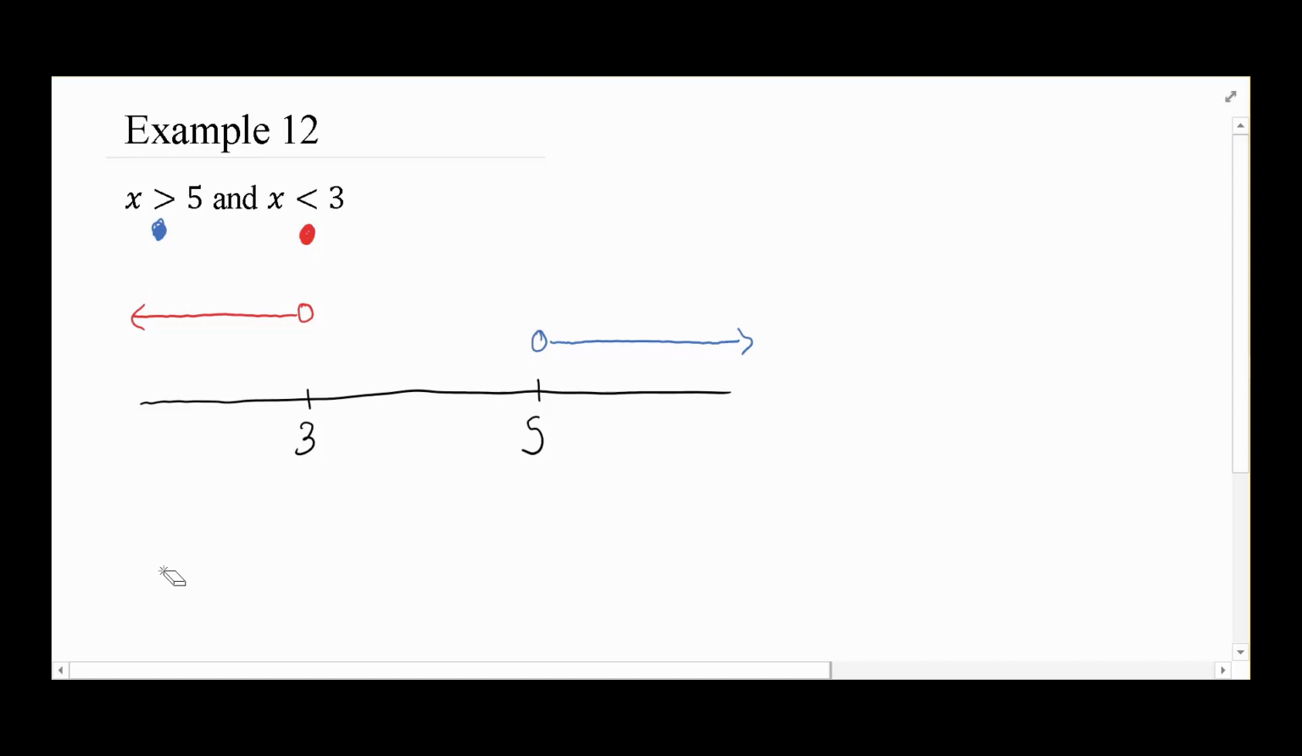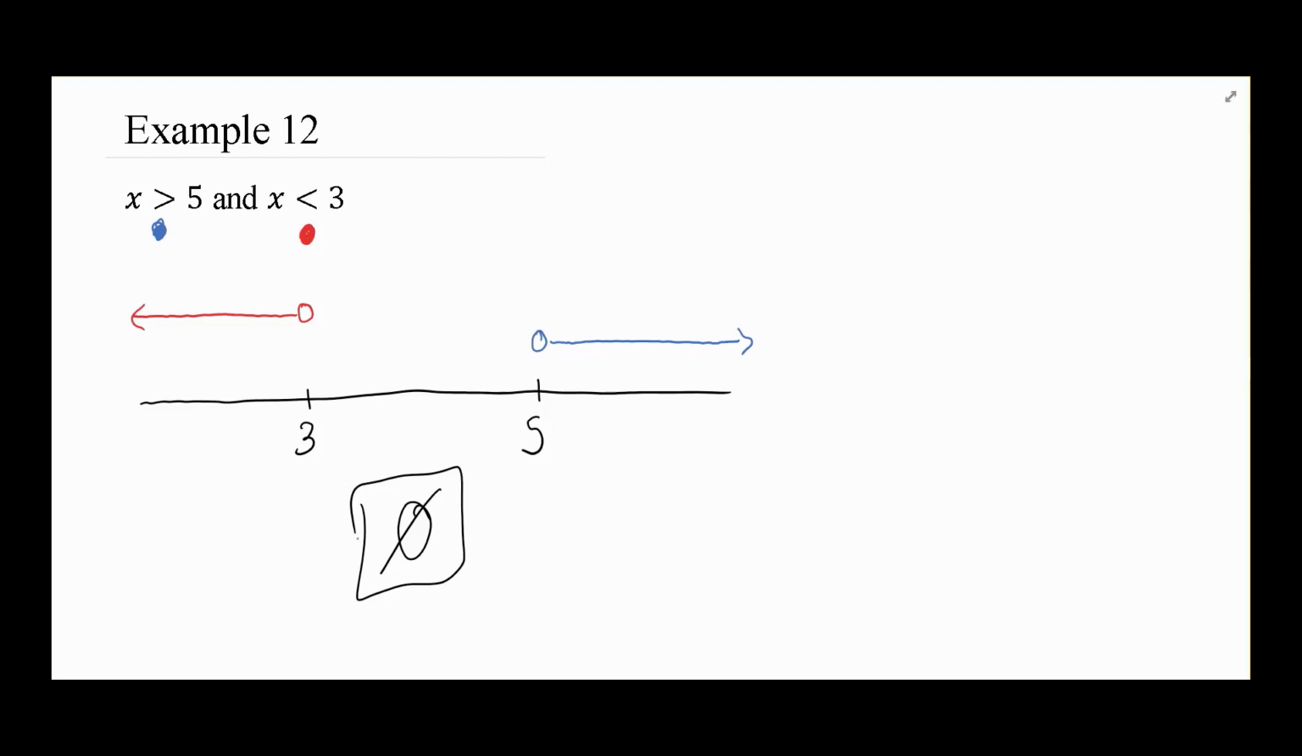So what did I shade? Nothing. I have a blank number line. That means my final answer is no solution. This is also why we do the blue and the red above the number line. We don't want to put stuff on the number line and all of a sudden say, ooh, I got stuff shaded. The answer is supposed to be no solution.